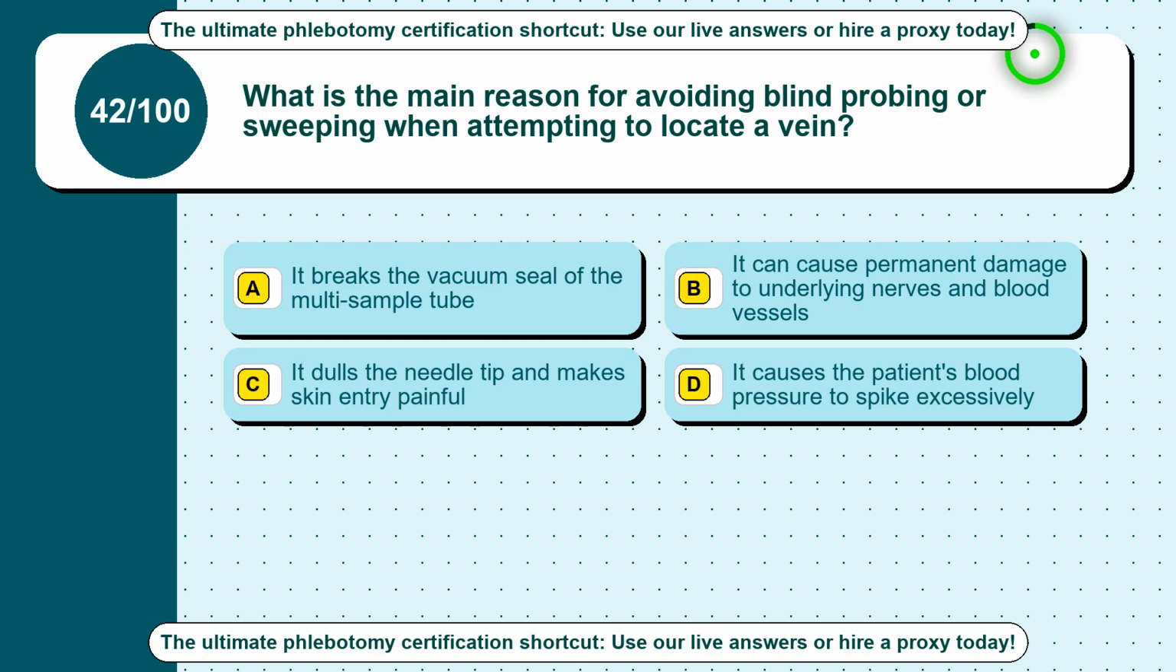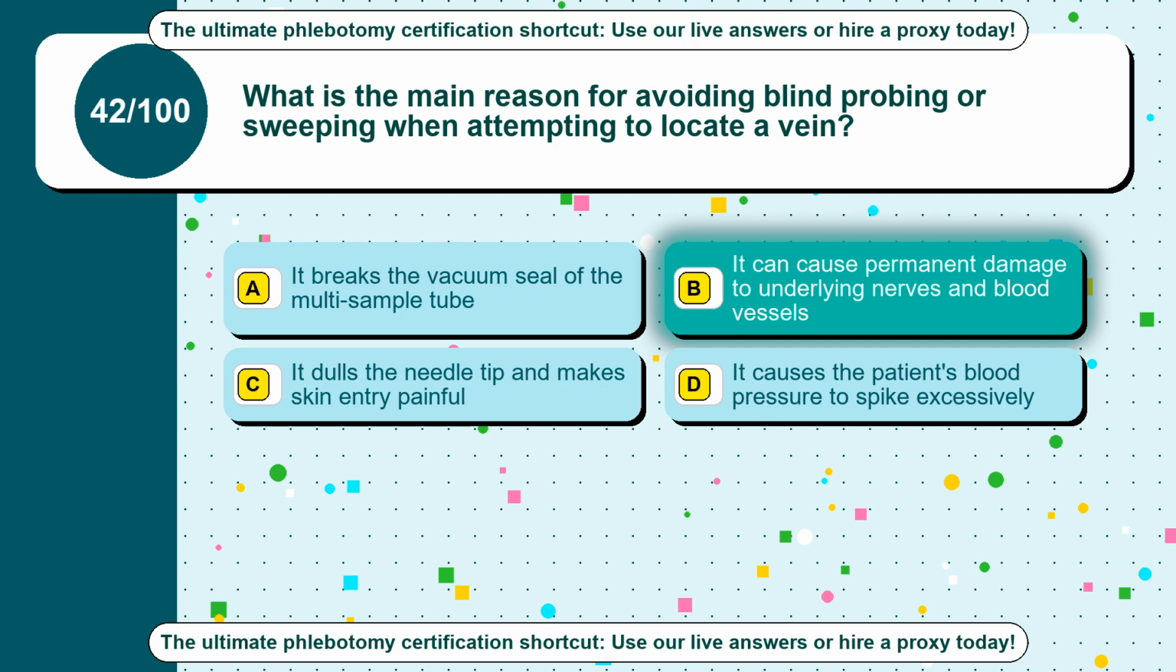Question 42. What is the main reason for avoiding blind probing or sweeping when attempting to locate a vein? Option A, it breaks the vacuum seal of the multisample tube. Option B, it can cause permanent damage to underlying nerves and blood vessels. Option C, it dulls the needle tip and makes skin entry painful. Option D, it causes the patient's blood pressure to spike excessively. The correct answer is option B.